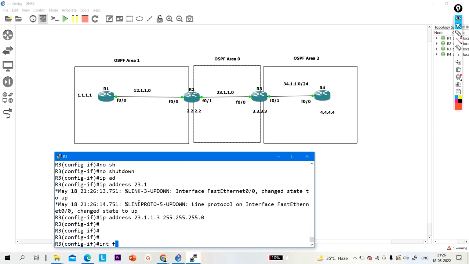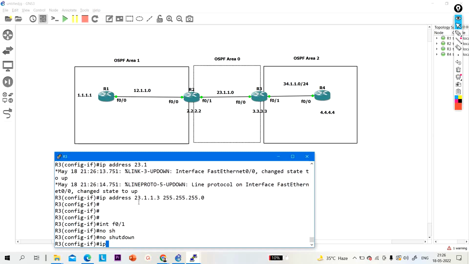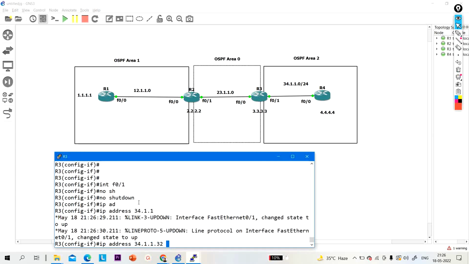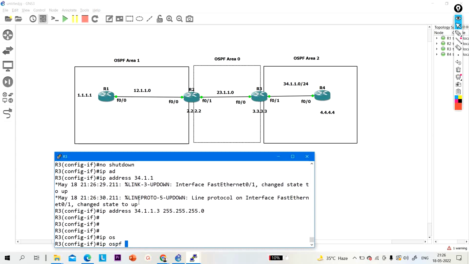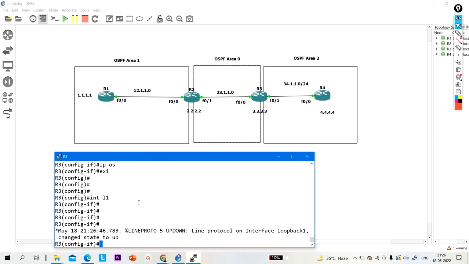Interface Fast Ethernet 0/1. No shutdown. And IP address will be 34.1.1.3, 255.255.255.0. IP OSPF... no, first of all, let me configure loopback as well, so that router ID will be 3.3.3.3, right? Otherwise, it will elect router ID 34.1.1.1, right?